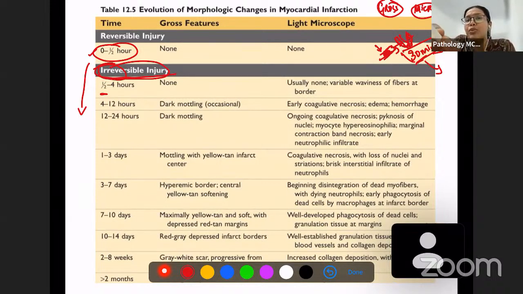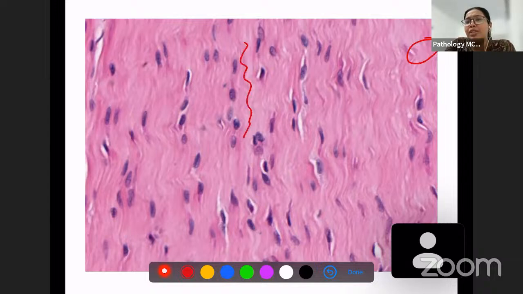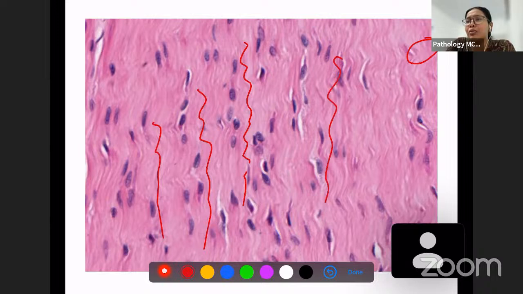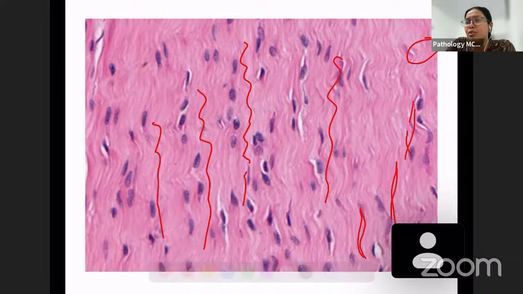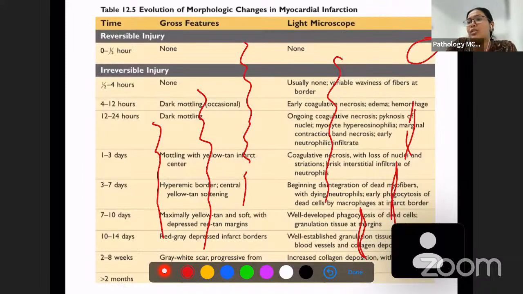So what are the changes which will occur in 30 minutes to 4 hours? Usually there are no gross features which you can see grossly. It's very early, so you won't see any gross feature. Only the first light microscopic feature is going to occur in 30 minutes to 4 hours. What is it? It is waviness of fibers. You can see how wavy these myocardial fibers are. A normal heart is usually spindly in appearance, not very wavy.